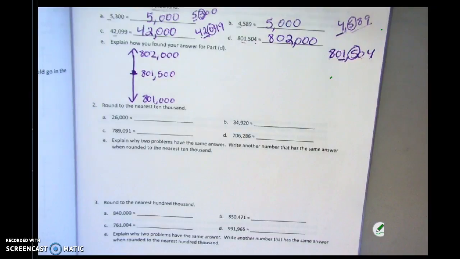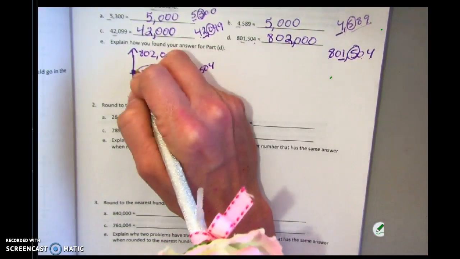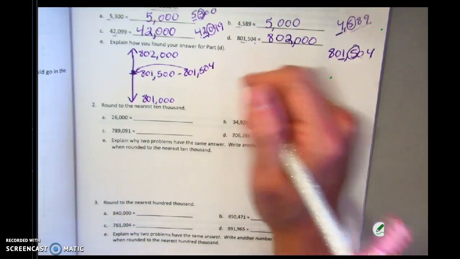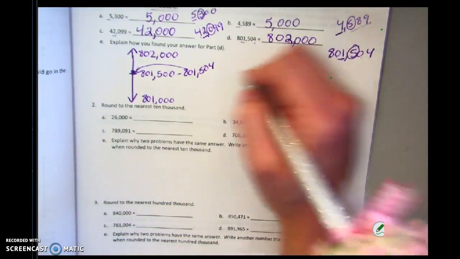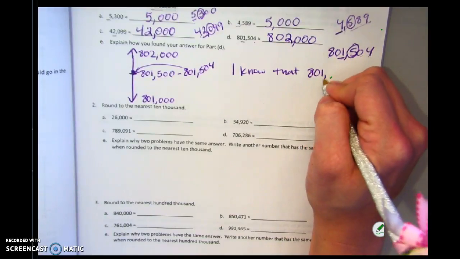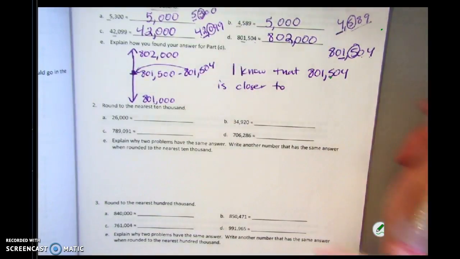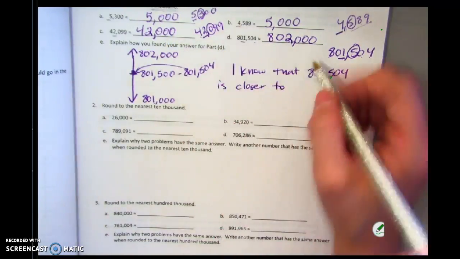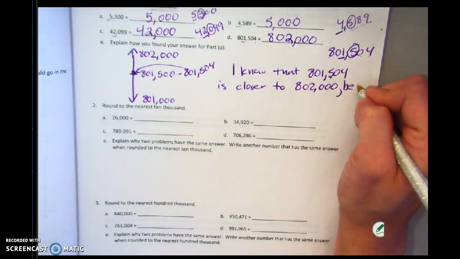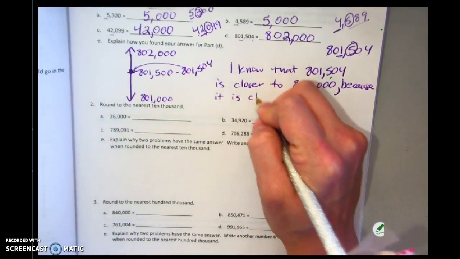So that number would be 801,504. If I wrote my explanation in words, a good explanation would be something to the effect of, I know that I give the number 801,504 is closer to, which one is it closer to? 802,000. Can I stop there? No. No, because I need to give that conjunction because it is closer.